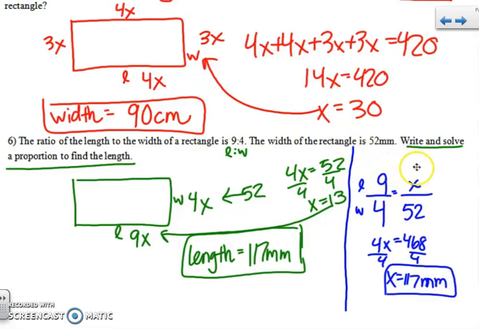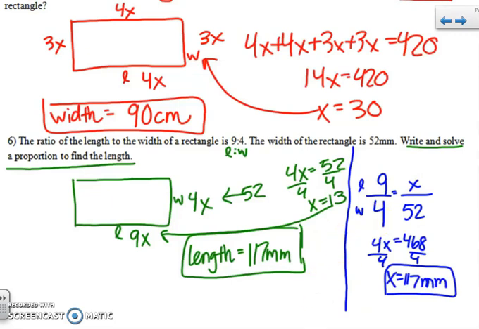If you wanted to use a proportion, you could have said 9 over 4, and then they actually gave you the width. So if I went length over width, I plugged in width on the bottom, and I'm looking for the length. So you could have cross multiplied and got 117 that way. So 2 different ways of kind of looking at that problem, all right?